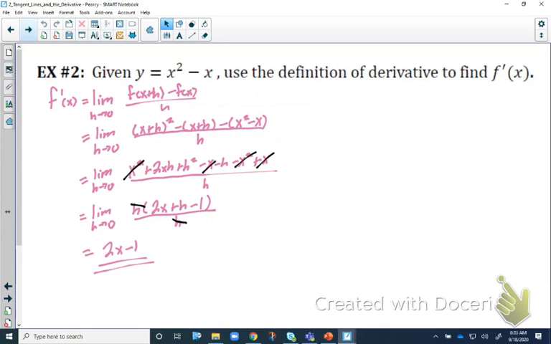Okay, so here is the work that I have for this example, again where we're using the limit definition of the derivative.